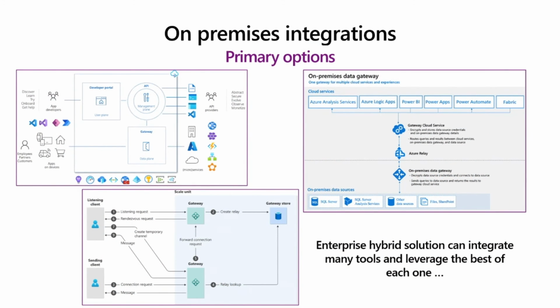Of course, in a realistic scenario, all of them should be considered in combination with one another. With the right balance between data and service tools, you will be able to address with precision the integration technology available already on premises and the business requirements. In most cases, a hybrid enterprise solution will integrate many different tools to leverage the best of each.